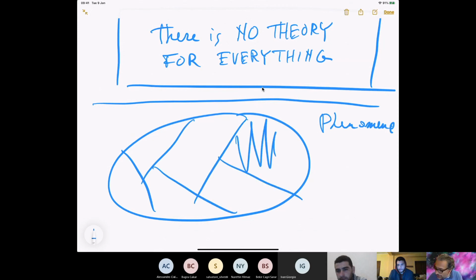Here you have theory 1. Here you have theory 2. Here you have theory 3, and so on. Some groups, a subset of phenomena, are described by a theory.